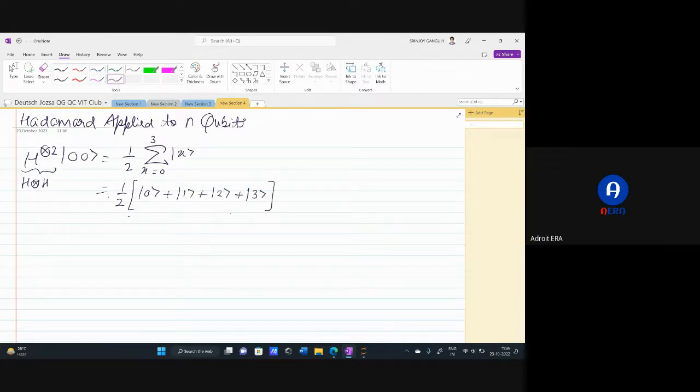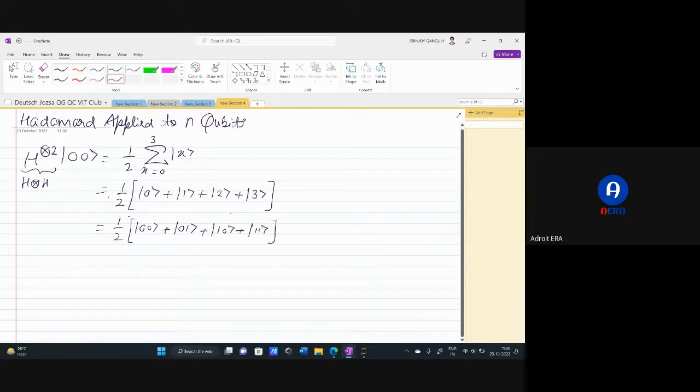So what are these values? This is written in the decimal format, but again, as you know already, there is a binary. You can write it in the binary format, and you have already seen this. Okay, 0 is what? 0 0, right? Plus 1 is 0 1, plus 2 is 1 0, plus 3 is 1 1.